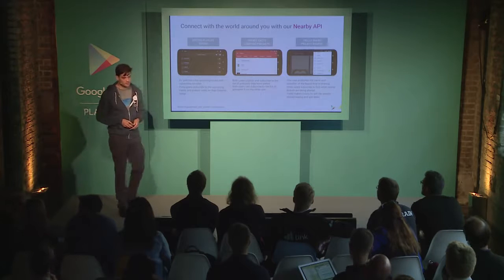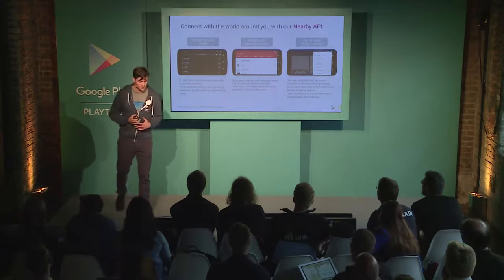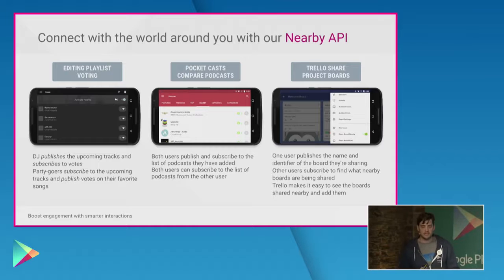What we've seen, we've got some really nice showcase implementations. So we have eDJing, which has a cool new case for playlist voting. The DJ publishes their playlists, and the listeners can vote on what song they want to hear next.